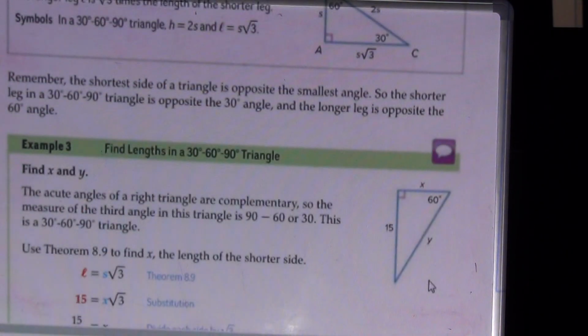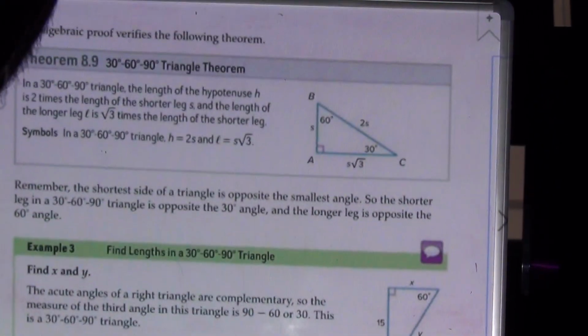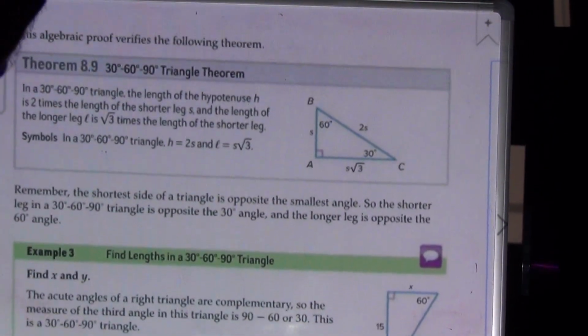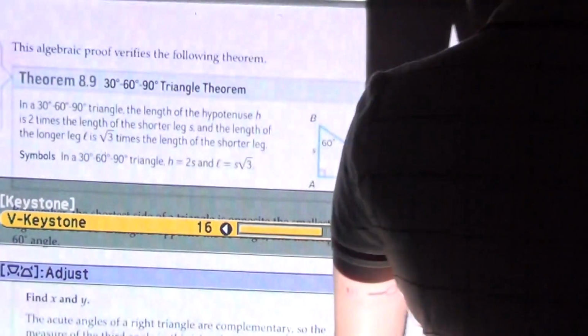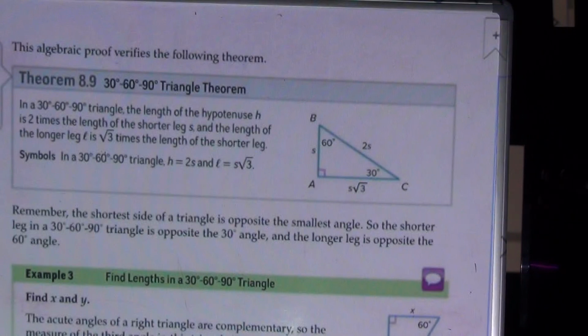So what they figure out is, if I just move this down real quick. They talk about that whole proof. They prove that if you have a 30, 60, 90 triangle, this is going to be different, okay? Because in the 45, 45, 90, there were two sides that were congruent, and the other side was that congruent side times the square root of 2. So in a 30, 60, 90 triangle, the length of the hypotenuse is 2 times the length of the shorter leg S, and the length of the longer leg L is root 3 times the length of the shorter leg.